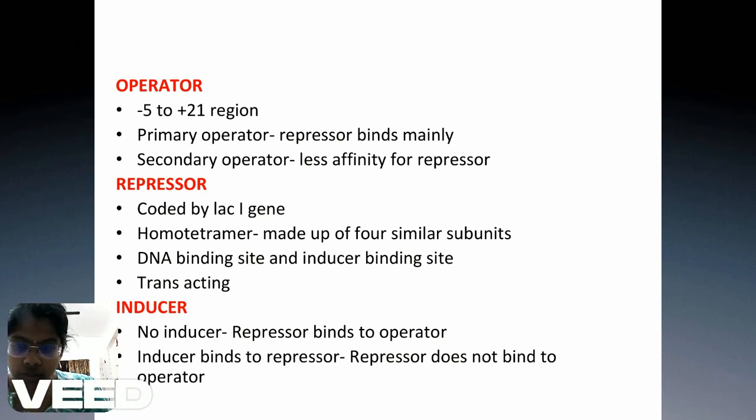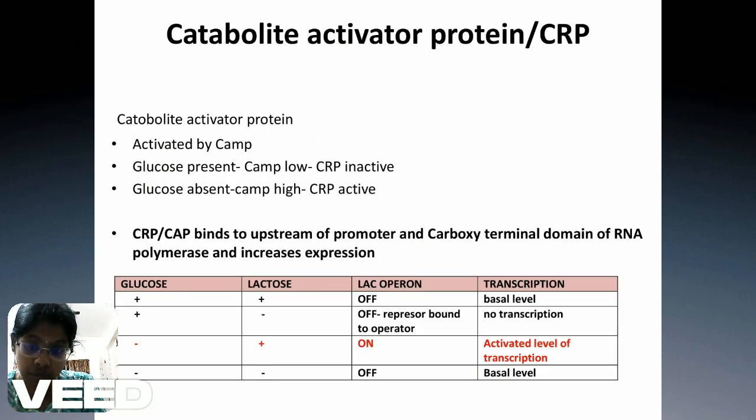So coming back to this table, we saw that this basal level of transcription is always required. So whenever lac operon is off, there is also a basal level of transcription. So when will the lac operon be off? When both glucose and lactose are present. Even when both glucose and lactose are absent, lac operon is off. So when will it be on then? When lactose is utilized as a carbon energy source. So when glucose is absent, only then E. coli uses lactose. Then lac operon is on, and there is a high level of transcription.